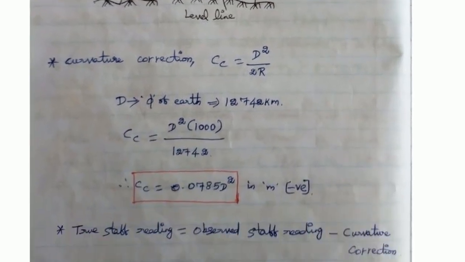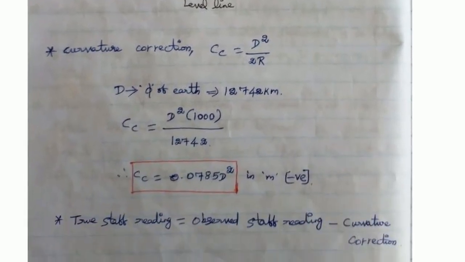To fix this, surveyors apply a mathematical curvature correction. C sub c equals negative 0.0785 times d squared. D is distance in kilometers. The value is strictly negative because the uncorrected reading is inflated by the Earth dropping away. We subtract this error to find true elevation.